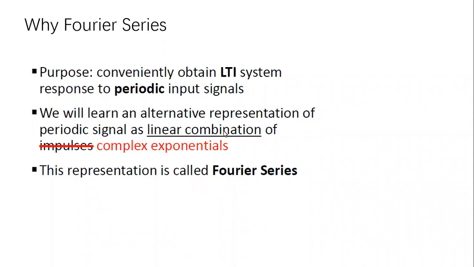And the system, the impulse response of the system. Such convolution is not easy to compute. We can see a lot of examples during the lectures and in your homeworks. So if we can represent a periodic signal as a combination of the complex exponentials, then it will be very easy for us to determine the output of the LTI system. So this is the reason why we want to learn and calculate the Fourier series.